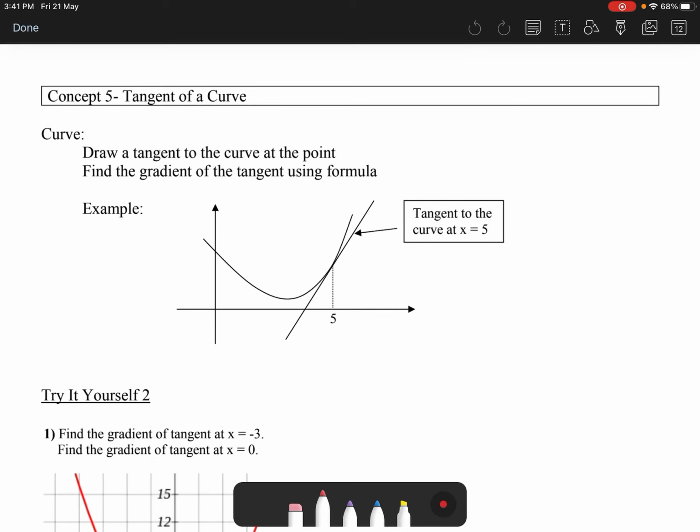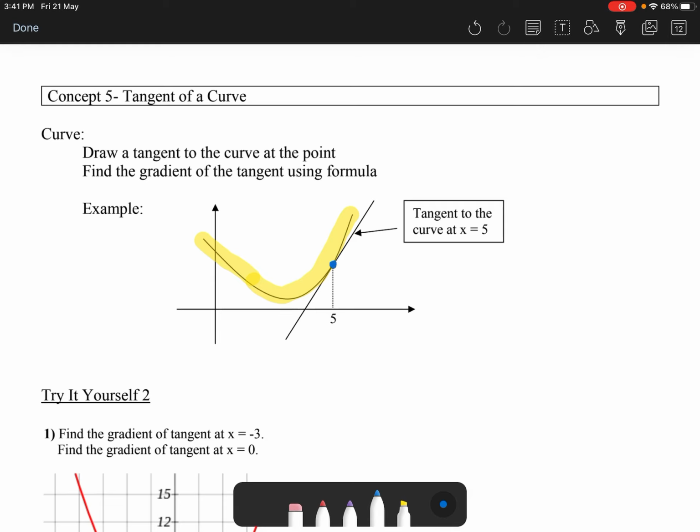Alright, so the last concept of this chapter will be called a tangent. Imagine we have a curve right here. Assuming that I want to find the gradient at a particular point, so let's just say I want to find the gradient here. How do I do this?